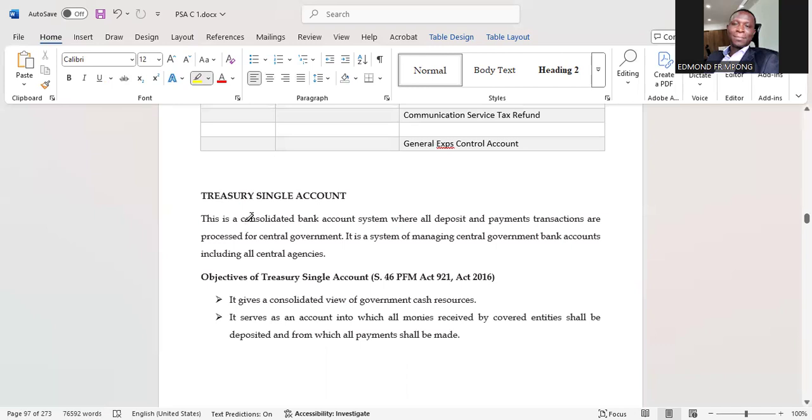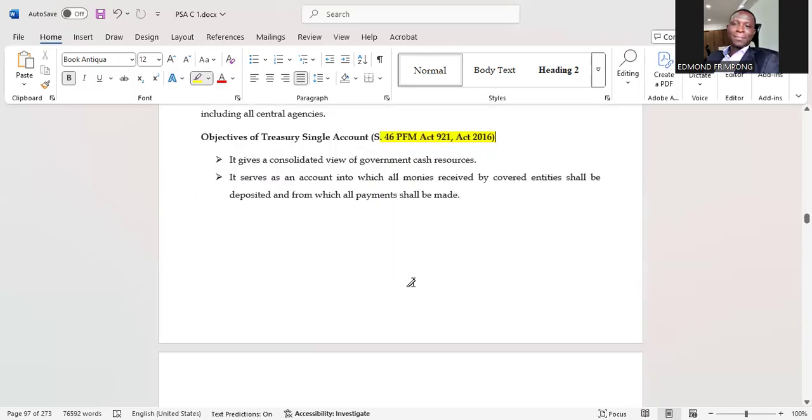A treasury single account is a consolidated bank account system where all deposit and payment transactions are what? Processed for central government. It's very simple. When you write this in an exam, you should be able to move on with your life, isn't it? And it's a system of managing central government bank accounts, including all central agencies. Now, this treasury single account has been enacted in a legislation which can be found in Section 46 of the PFM Act. What are the objectives of this treasury single account?